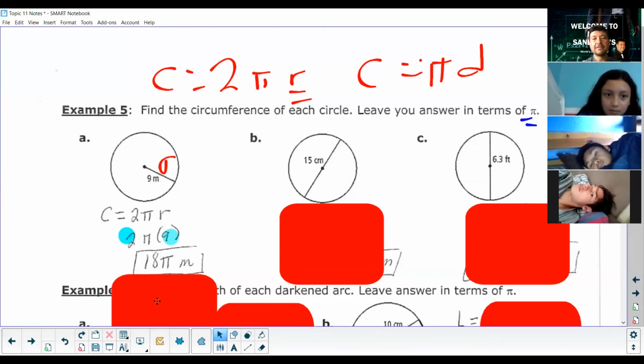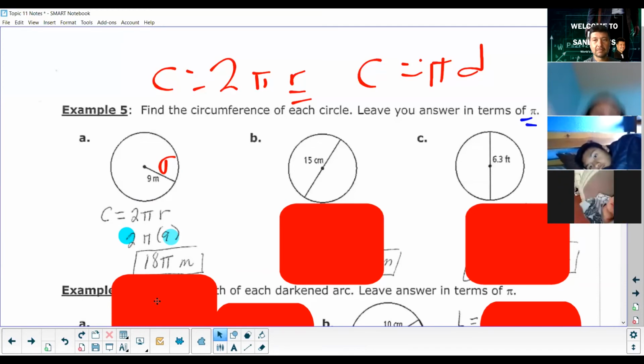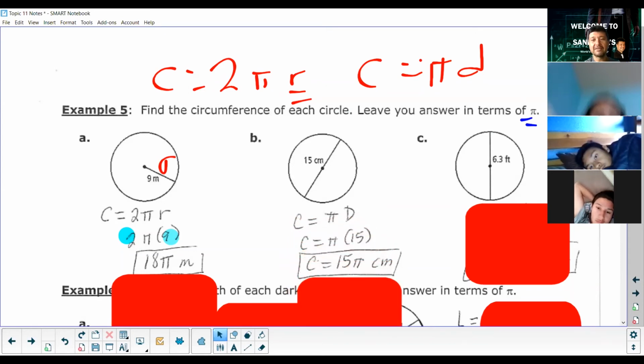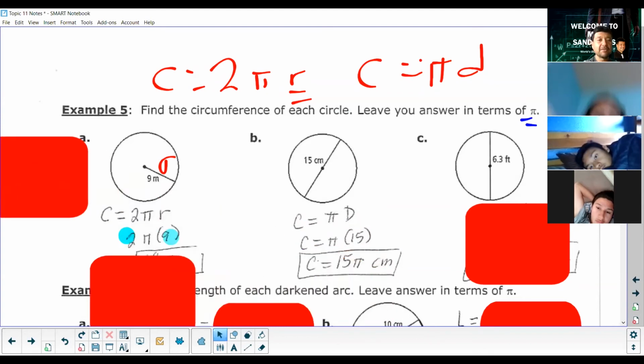All right. Now, Max, now the second one, Maximus. What is the second one supposed to do? Yeah, so we're going to use the second equation, right? What is the solution going to look like on this one? Yeah, pi times, so circumference is pi times diameter, pi times 15. You don't do anything with pi, so it becomes 15 pi, right? So we have those two.